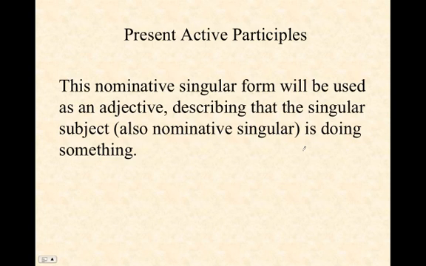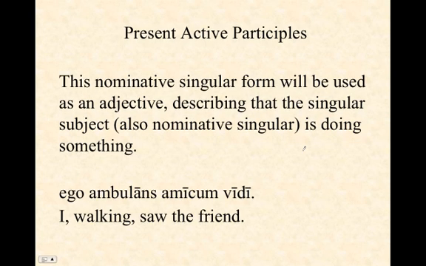This nominative singular form will be used as an adjective, describing that the singular subject, also nominative singular, is doing something. And so in this sentence, ego ambulans amicum vidi, I translated as: I, walking, saw the friend. And there's no doubt that I'm the one doing the walking because -ns is nominative singular and ego, the pronoun, is nominative singular.